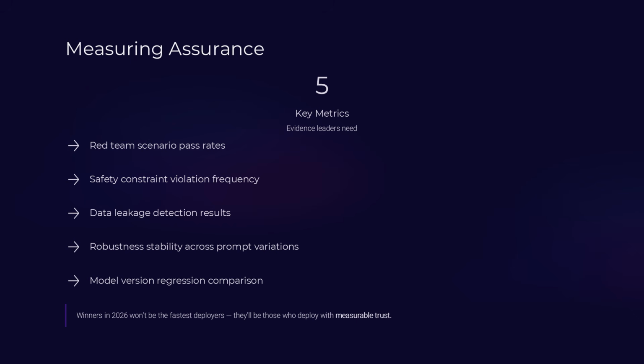These metrics enable governance reporting. They also support regulatory readiness because you can demonstrate active risk management. In 2026 and beyond, the organizations that win will not be those who deploy artificial intelligence the fastest. They will be those who deploy artificial intelligence with measurable trust.